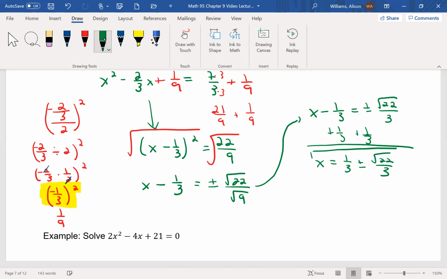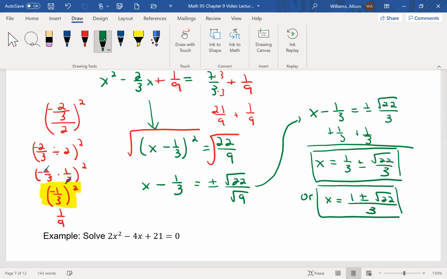This is a perfectly reasonable place to stop, but you could also take an extra step and put them over one fraction. So 1 plus or minus the square root of 22 all over 3, and they would both be the same answer.